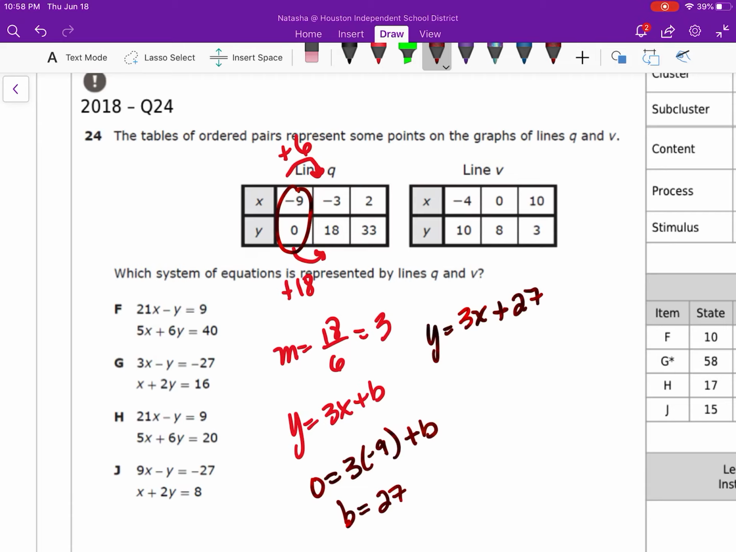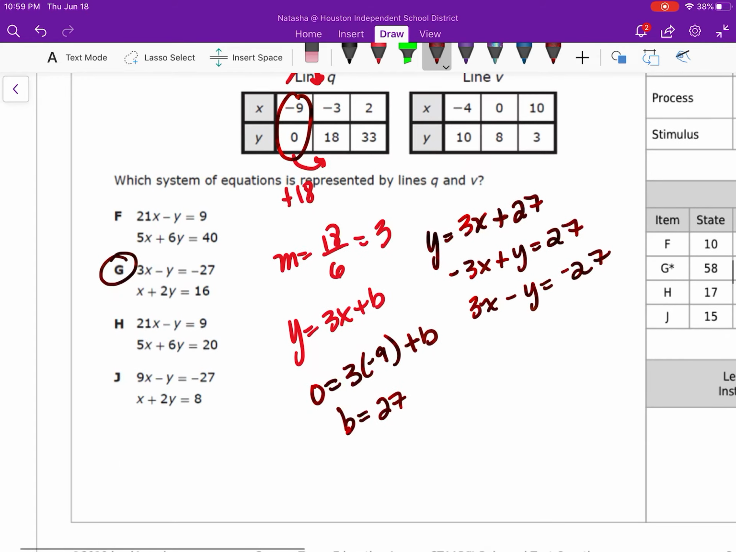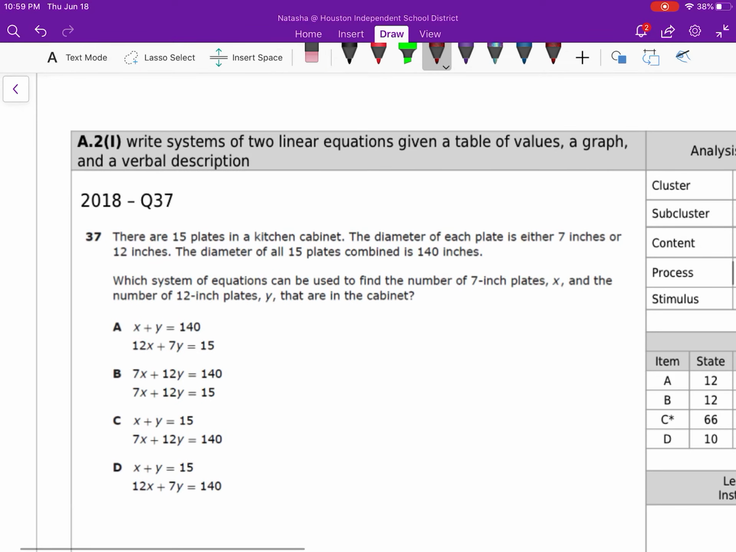Now, all of these are in standard form, so I need to move the 3x over. So this becomes negative 3x plus y is equal to 27. Standard form says that the x has to be positive, so all my signs are going to switch. The only one that has that as its equation is G. So really I don't even have to continue. I am done. I will go over the next question in the next video.